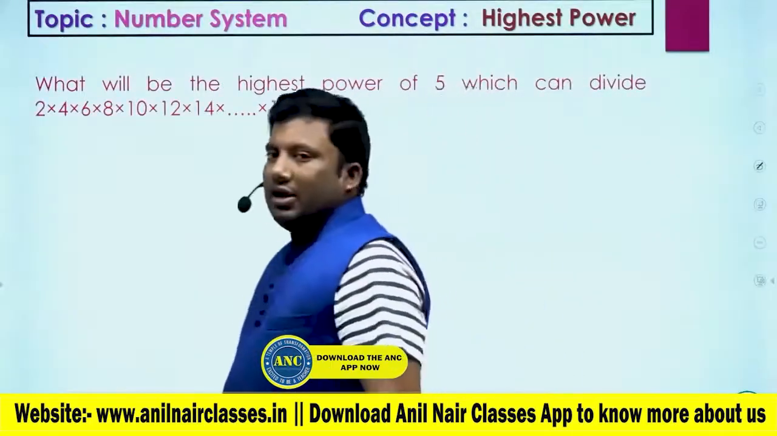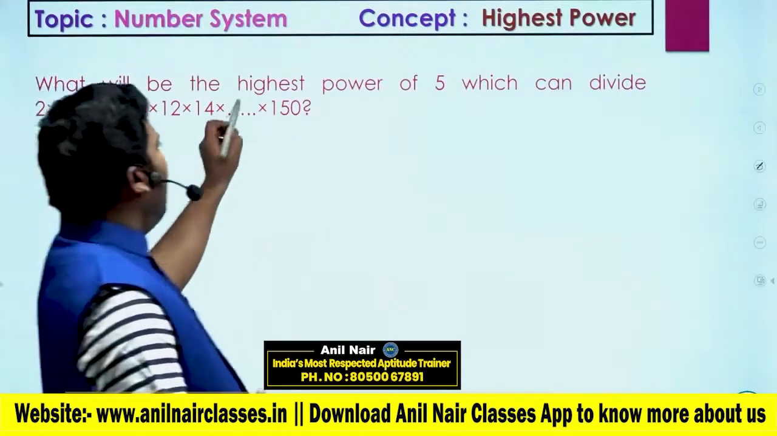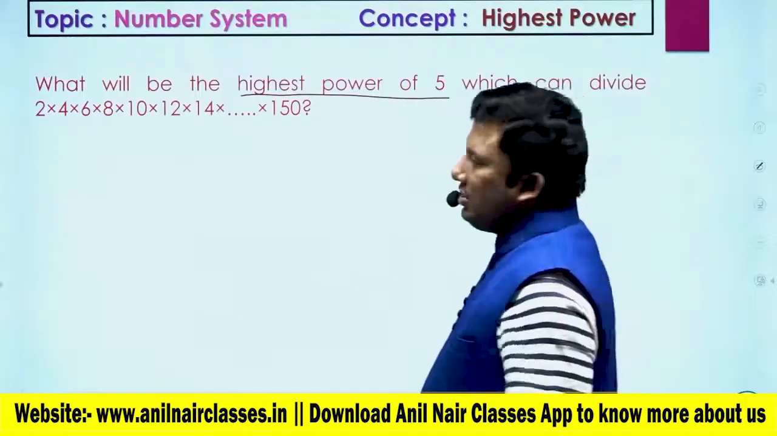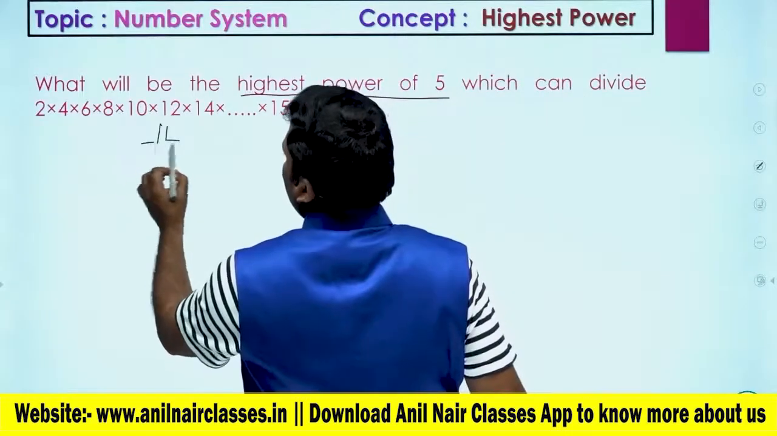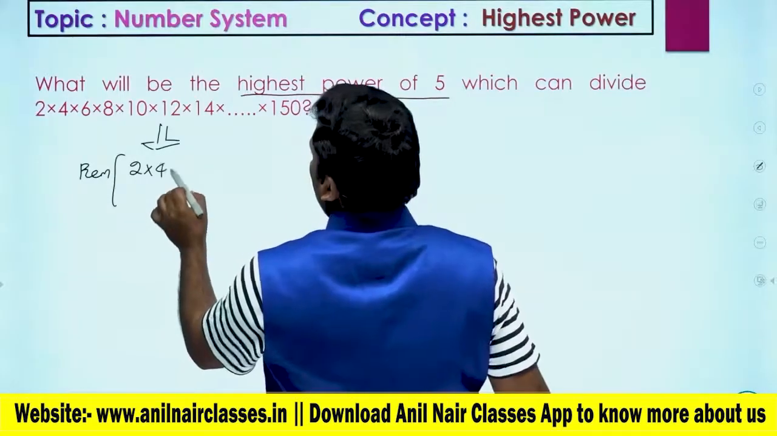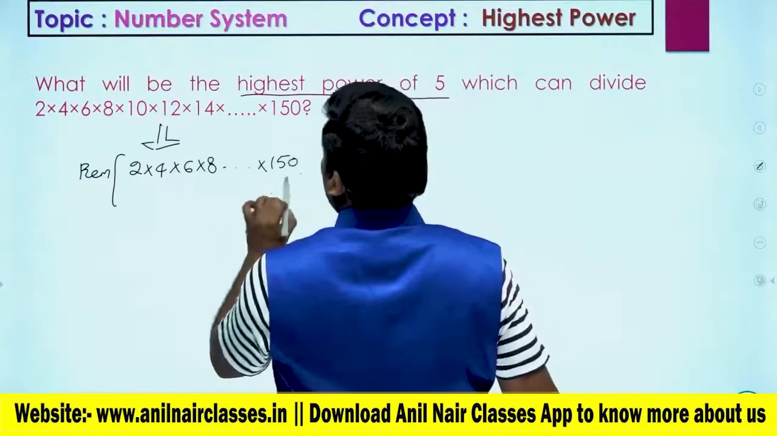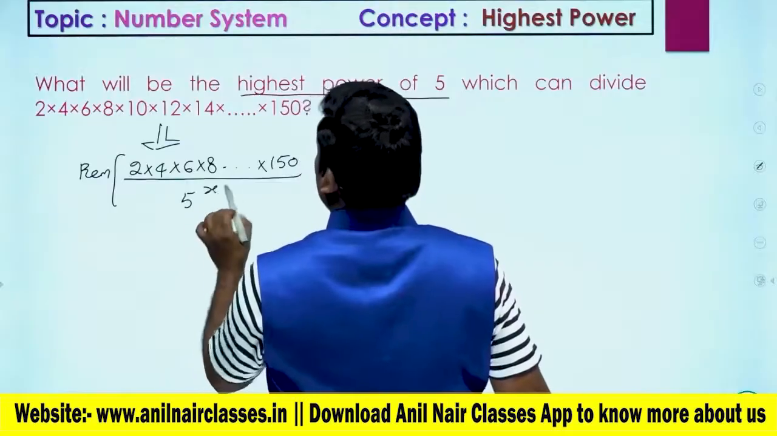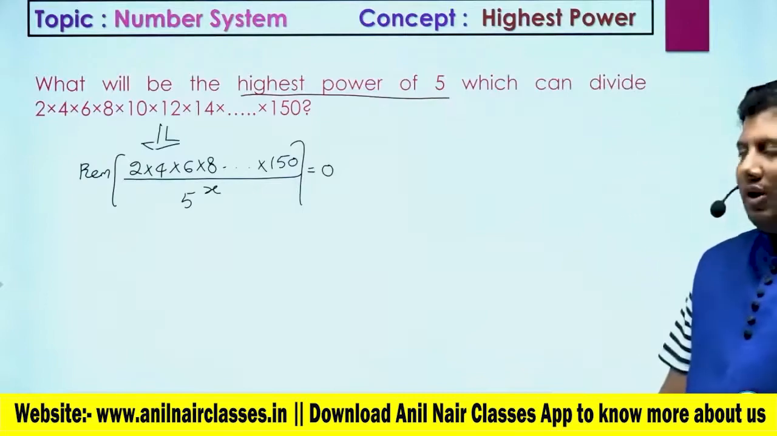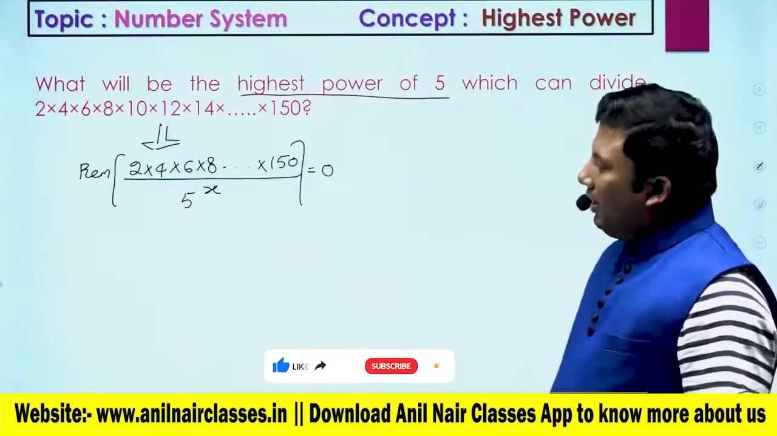Now, see here. Next question. What will be the highest power of 5? I require the highest power of 5 which can divide this number. That means this question can also be asked like this. There is an expression 2 into 4 into 6 into 8 and so on up to 150. When divided by which highest power of 5 will the remainder be 0? 2, 4, 6, 8, 10, 12, 14, and so on up to 150, divided by which power of 5 will the remainder be 0?